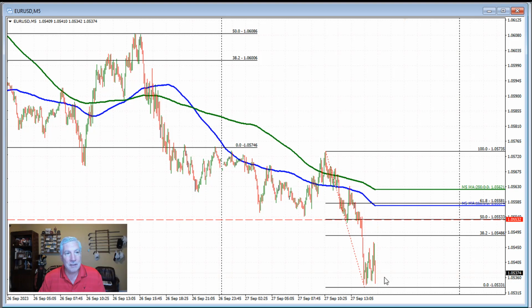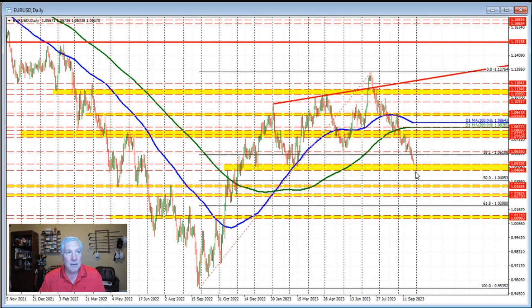But once again, if we get below the 1.0534 level, it starts to enter into this swing area off the daily chart. We'll look for lower levels, perhaps down to 1.0484 before it starts to find some support buyers.